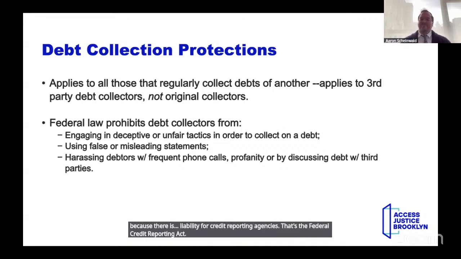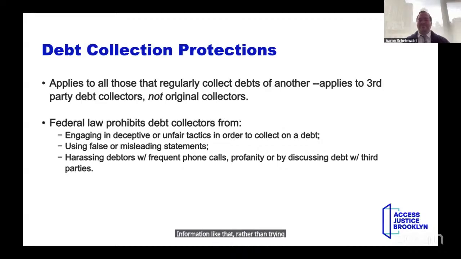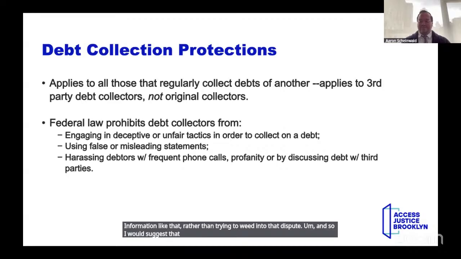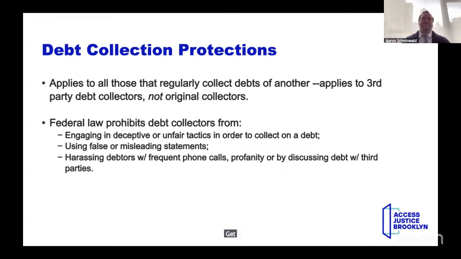If there is incorrect information up there, those sorts of situations are tough situations that are not necessarily going to create liability for those credit reporting agencies. But that's just as background, a reason why a credit reporting agency may remove information like that rather than trying to wade into that dispute. And so I would suggest that that is something that should definitely be dealt with if one has the ability to do so. But generally, we don't see third parties get involved post-judgment related to rent arrears.